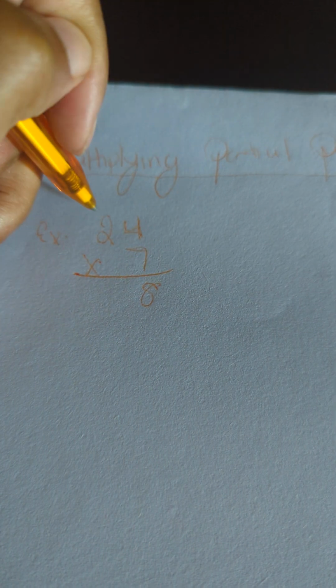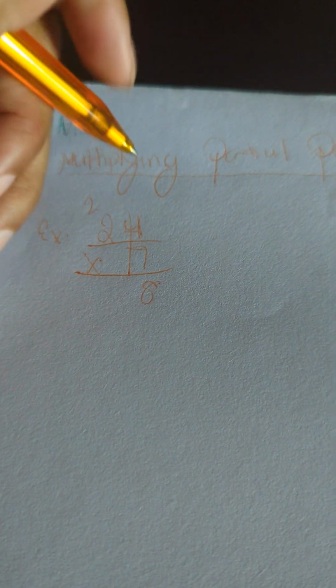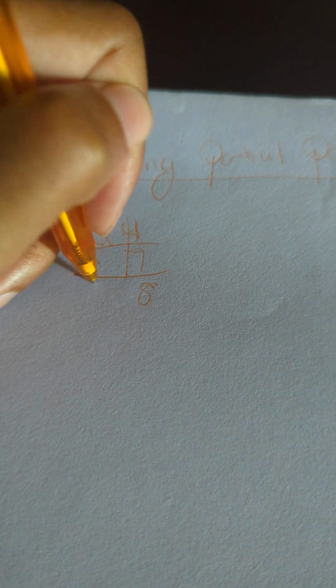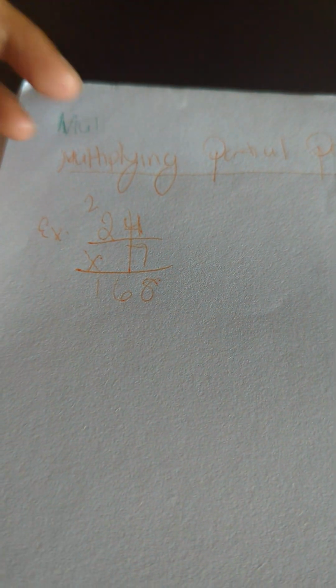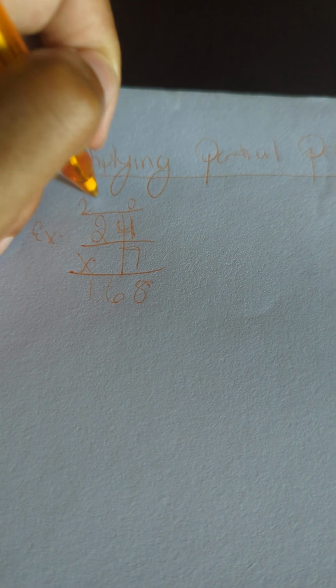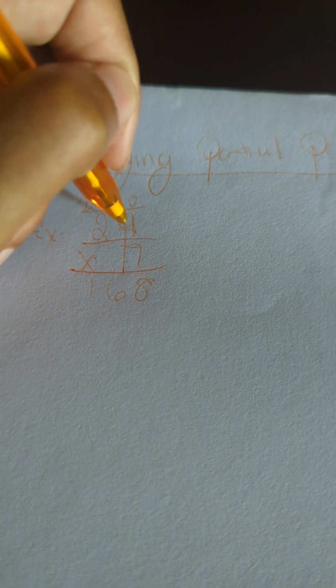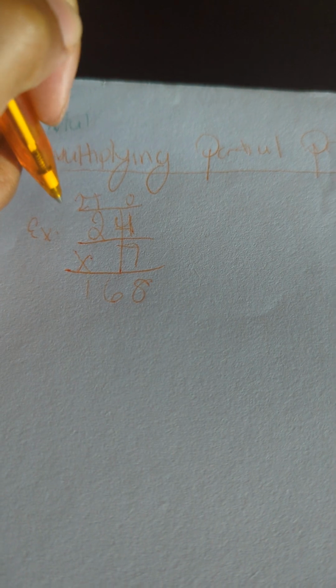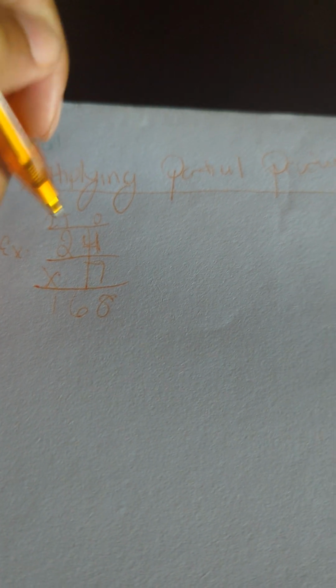When we do regular multiplication, for example, if we have something like 24 times 7, 7 times 4 is 28, right? 7 times 2 is 14, plus 2 is 16, so 168. We do this because the ones are in the ones place and the tens are in the tens place, and we first start with the ones place. 7 times 4 is 28, and 7 times 2 is 14, plus 2 is 16.